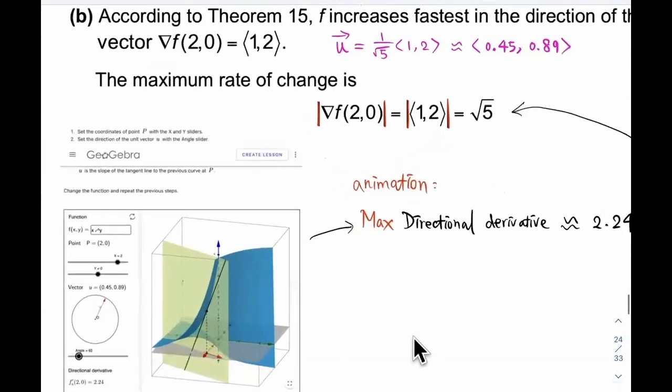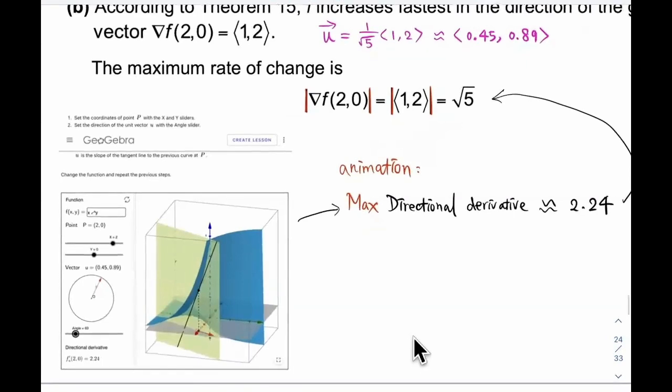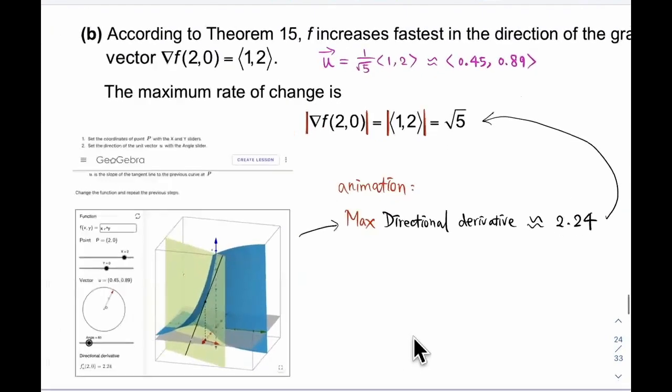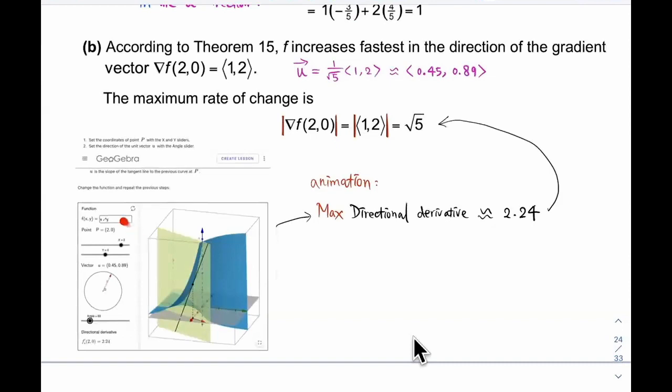Now you can go home and play around with the animation. You can graph the function. I tried it myself, and I changed the direction in different ways by tuning this view, and I found that if I make the direction the same as the direction of the gradient, the directional derivative is maximized. So you can try that at home.